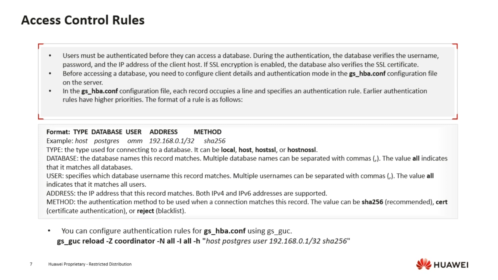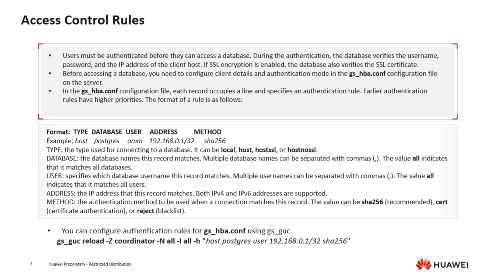Specifically, the file includes type, which specifies the connection type to the database, supporting local for local connection, host for accepting local or remote sockets, as well as configurations for accepting only SSL encrypted or non-SSL connections. Database and user are self-explanatory, referring to the database being connected to and the user account used for the connection respectively. Multiple objects are comma separated, with all matching everything.